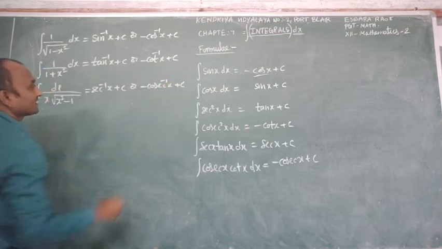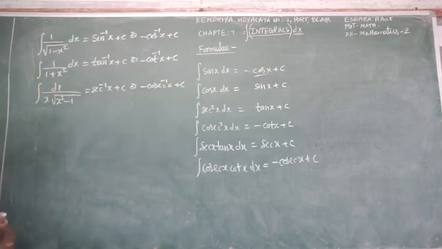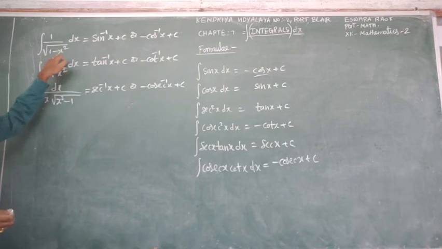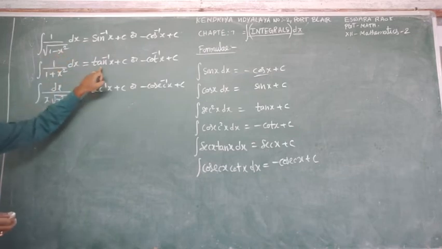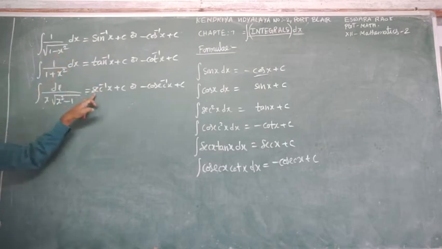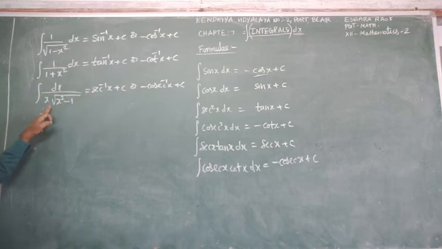These are all formulas related to inverse trigonometry derivatives. The derivative of sin inverse x is 1 by root 1 minus x square. The derivative of tan inverse x is 1 by 1 plus x square. The derivative of secant inverse x is 1 by x root x square minus 1. That's why we use these formulas, right?